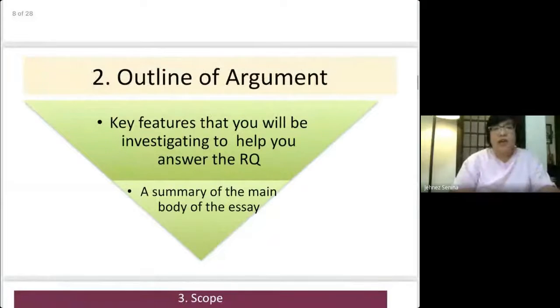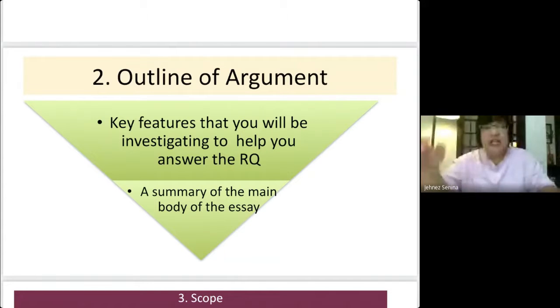Number 2, outline of the argument. In other words, list down the main points that you'll be talking about in your essay. So remember when you are required to write an outline, you have to have those main headings, the subheadings. So in this part, you will list down, okay, for this essay, here are the things that I'm looking at. Here are the business tools. Here are the studies that I'm going to look at. Here are the authors that I'm going to consult. So that's the main line. That's the main points of your essay.